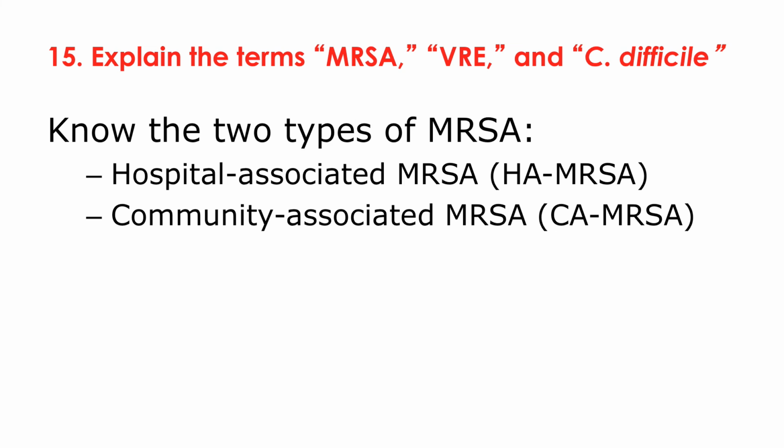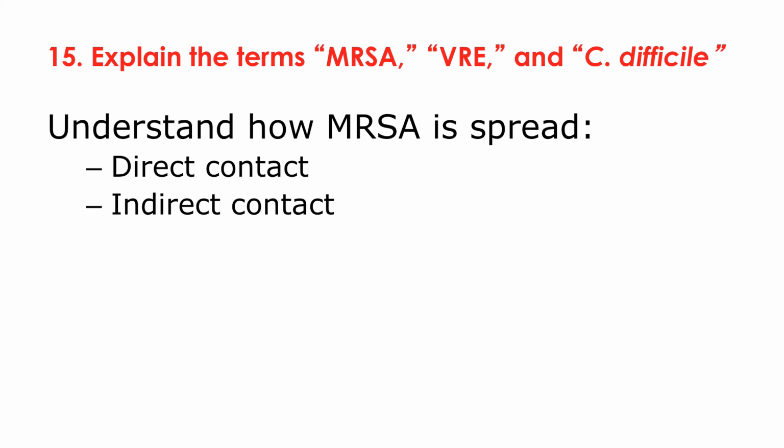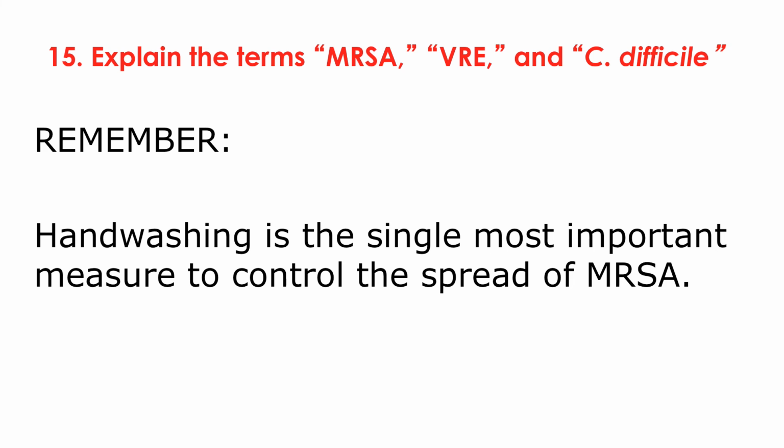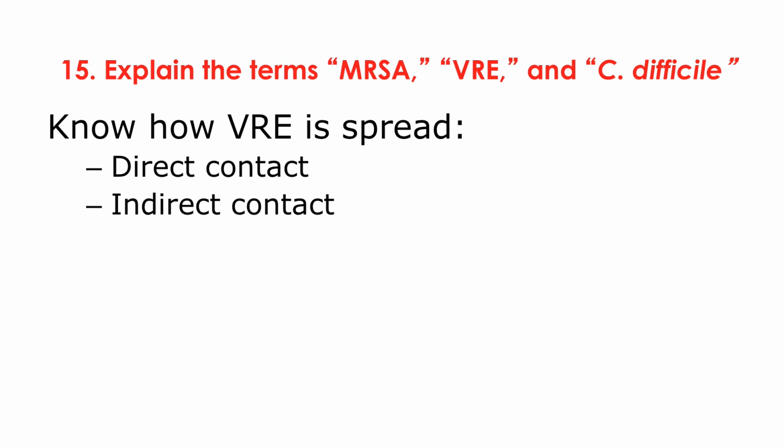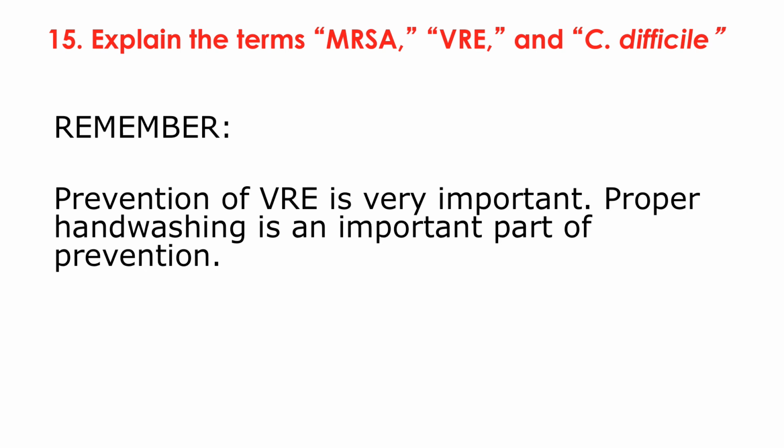So, know the two types of MRSA: hospital-associated or community-associated. Hospital-associated, we got it from the hospital. Community, we got it from the community. It is spread through direct or indirect contact. Now, hand washing is honestly the single most important measure to control the spread of MRSA. Moving on to VRE, it can also be spread directly or indirectly. Another best way to prevent VRE, of course, is hand washing. Congratulations, you guessed it right. Hand washing prevents a lot of different things.